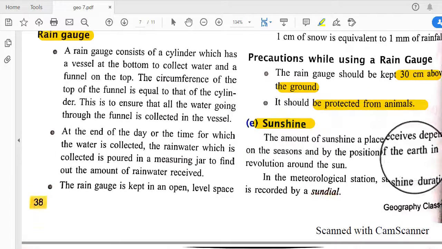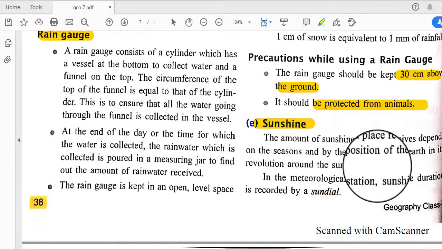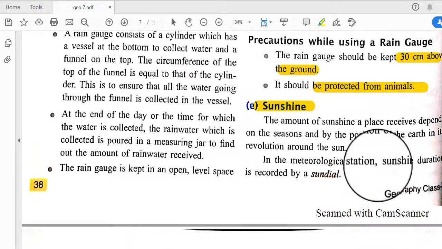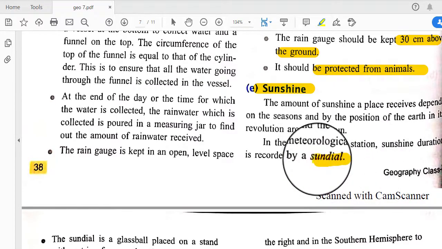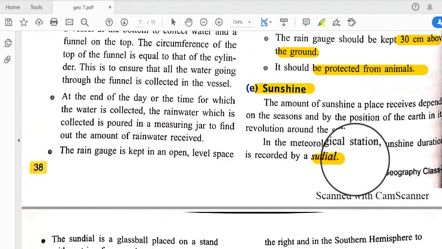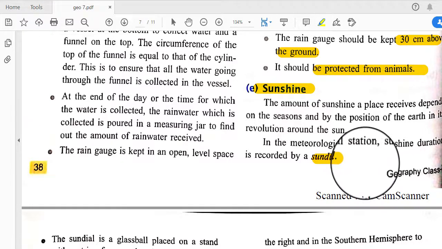Next is sunshine. The amount of sunshine a place receives depends on the season and on the position of the earth in its revolution around the sun. In the meteorological station, sunshine duration is recorded by a sundial. The sundial is the instrument by which we can easily measure the amount of sunshine in a particular place.